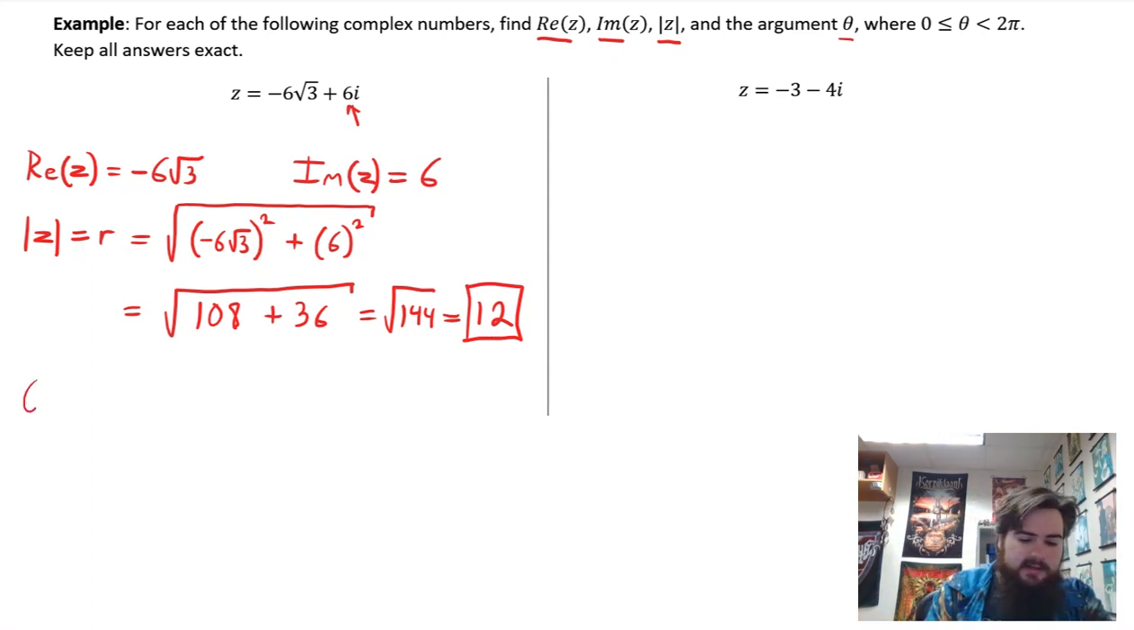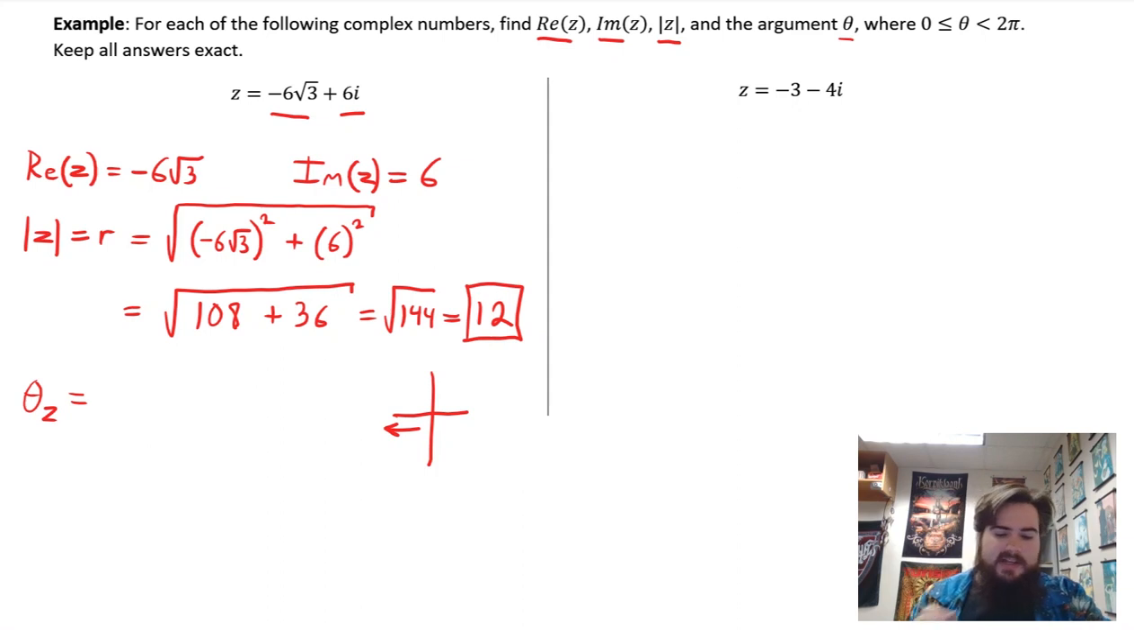For the argument of z, it is recommended to first, before you even try to calculate that, consider where your complex number would be in the Gauss plane. If I think about this complex number, I have a negative real and a positive imaginary. So that means we'd be going left on the real axis, so that's a negative real. And then we're going up on the imaginary axis, which means our complex number is up here in quadrant 2 somewhere. That means the angle measure that I should be getting here is going to be something in quadrant 2, so between pi halves and pi.